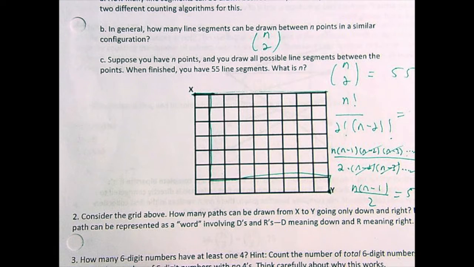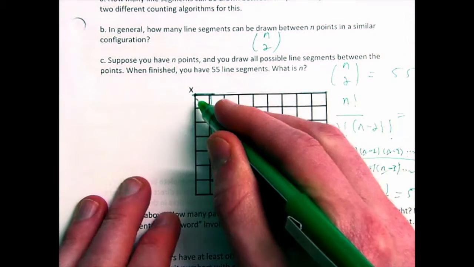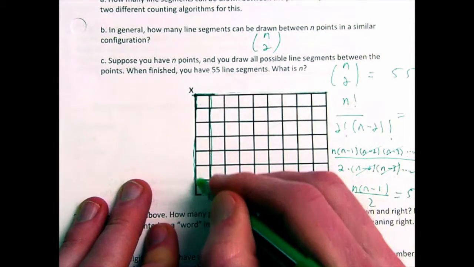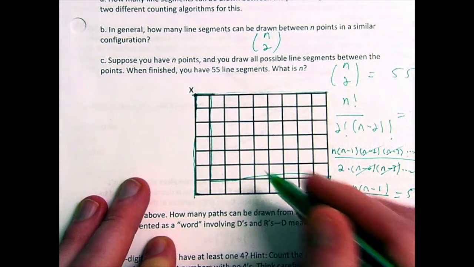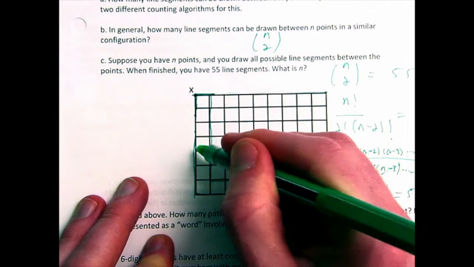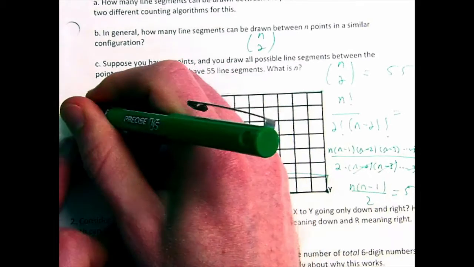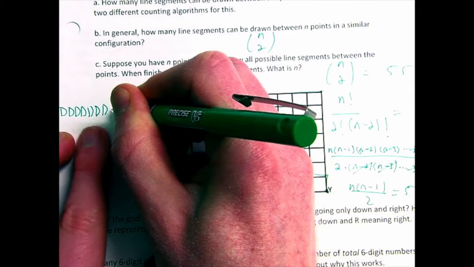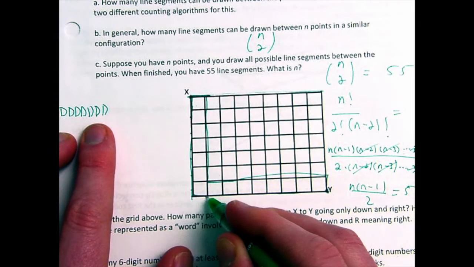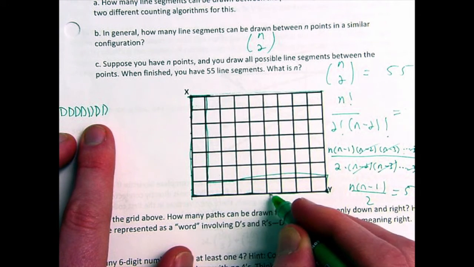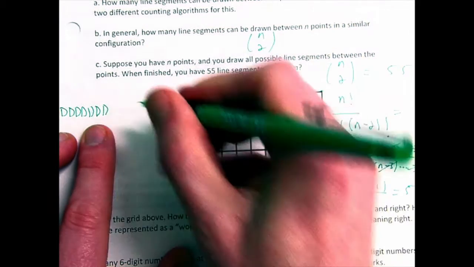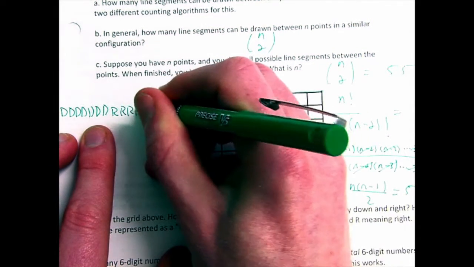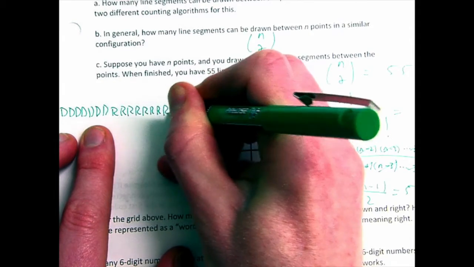The hint that I give you is that every path can be represented as a word involving d's and r's, d meaning down and r meaning right. For example, if I take this path here, just going all the way down and then all the way right, that means I go down 1, 2, 3, 4, 5, 6, 7. So that's like 7 d's. Followed by 1, 2, 3, 4, 5, 6, 7, 8, 9 rights. So that's 9 r's.